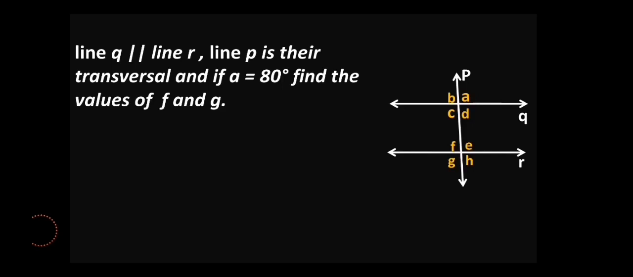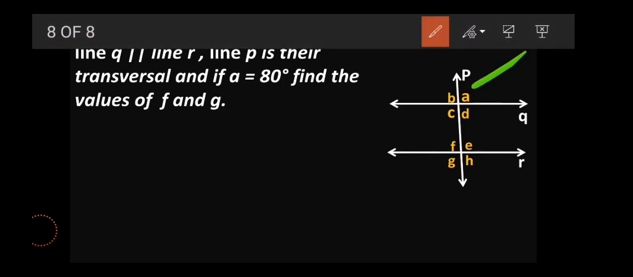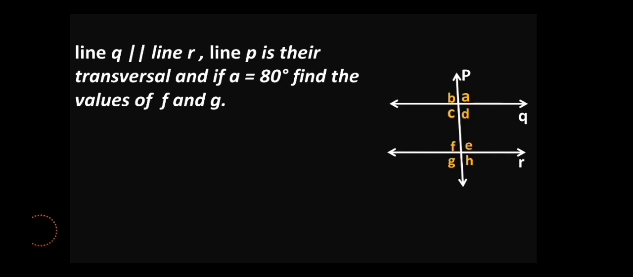Angle A over here in the diagram is given to us, that is 80 degree, and I need to find F and G. Are you able to find some common link or relation between A, F and G? Or again you require some help? Doesn't matter, anyhow I'm going to tell you. Angle A is 80 degree.